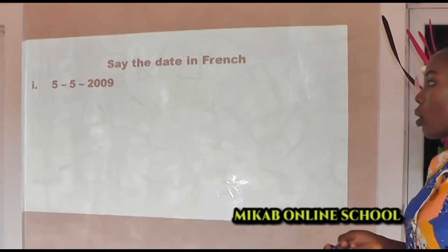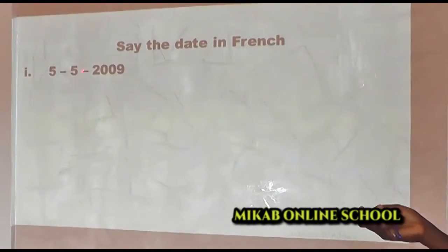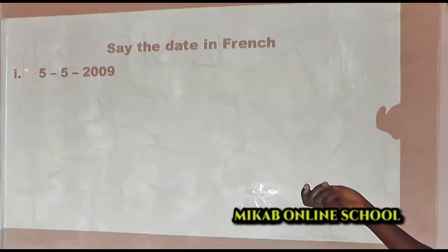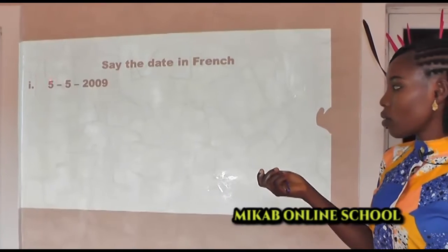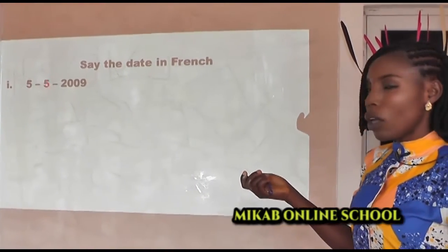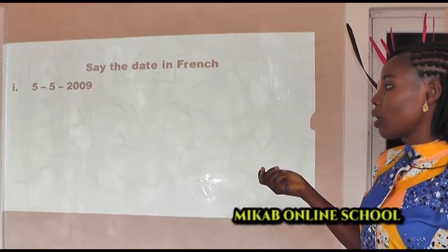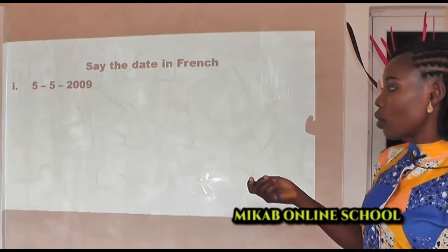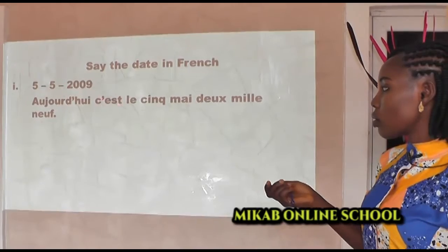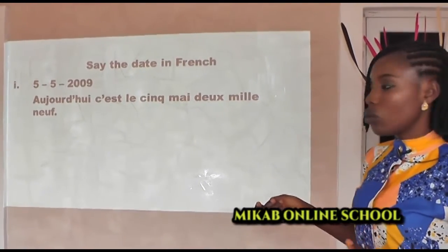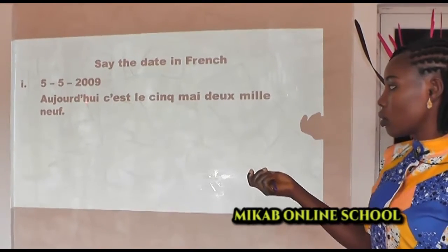The first one, we have 5/5/2009. We want to say this date in French. What is 5 in French? What is the 5th month of the year in French? And what do we call 2009 in French? Now we are going to say it. The first one, aujourd'hui c'est. I told you that when you want to say the date, you first of all put aujourd'hui c'est.